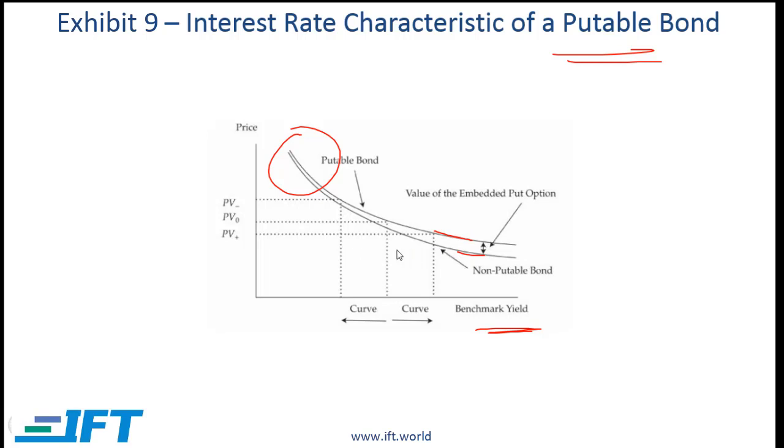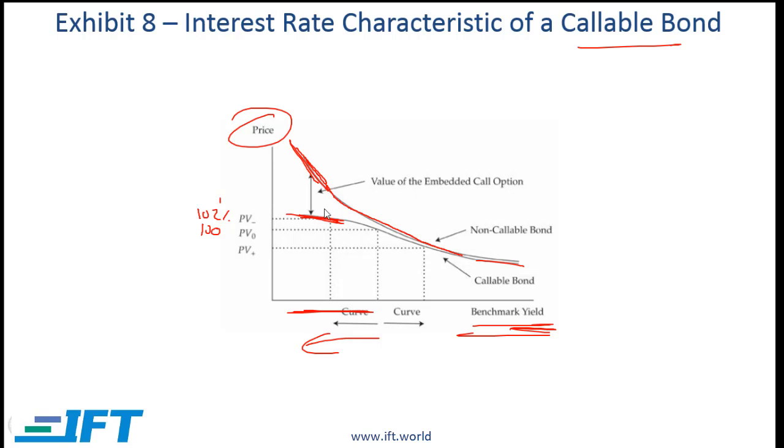Also note that if a bond is puttable, that in a sense puts a floor on the price of the bond, and that floor keeps the price of the puttable bond above the price of the non-puttable bond. The distance between the two curves represents the value of the put option. On the previous slide, this distance represents the value of the call option, and this is something that we have seen in the previous reading also.